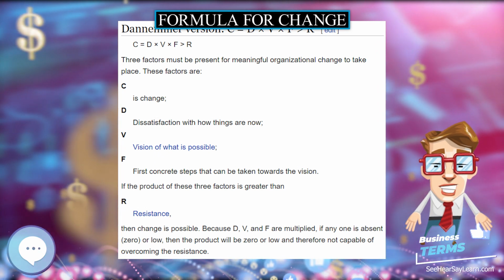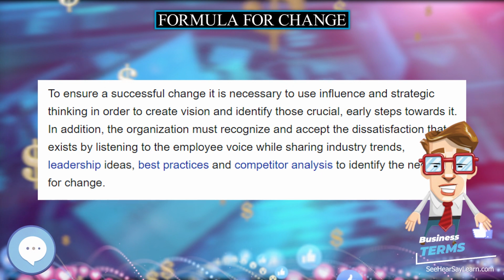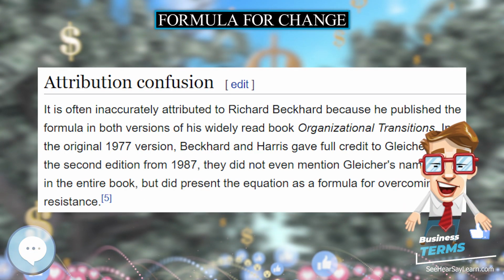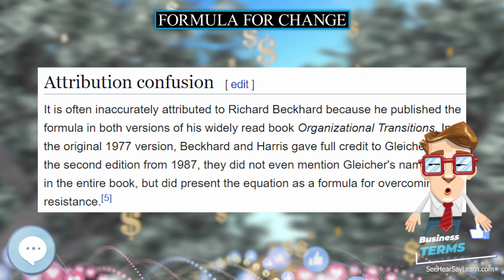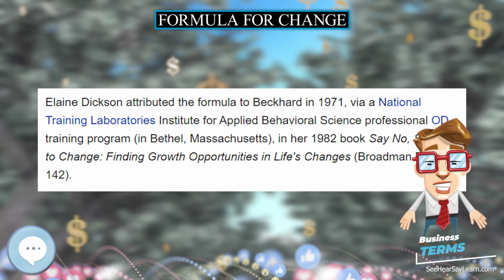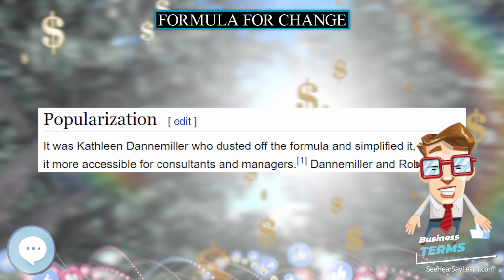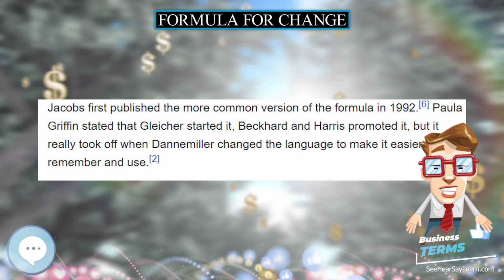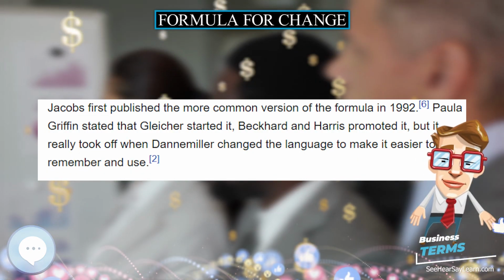To ensure a successful change, it is necessary to use influence and strategic thinking in order to create vision and identify those crucial, early steps towards it. In addition, the organization must recognize and accept the dissatisfaction that exists by listening to the employee voice while sharing industry trends, leadership ideas, best practices and competitor analysis to identify the necessity for change.